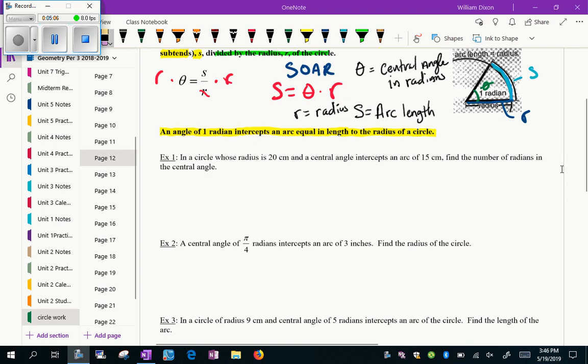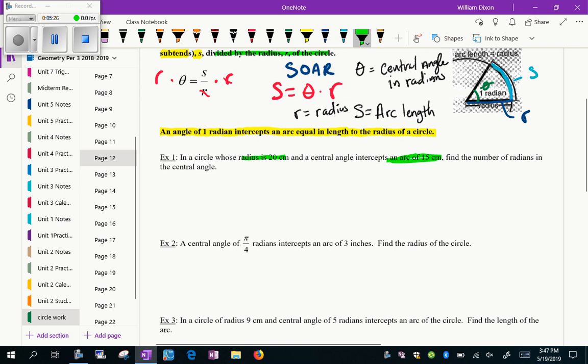So example 1 says, in a circle whose radius is 20 centimeters, let's get the highlighter out. The radius is 20 centimeters, and a central angle intercepts an arc, or subtends, of 15 centimeters. Find the number of radians in the central angle.